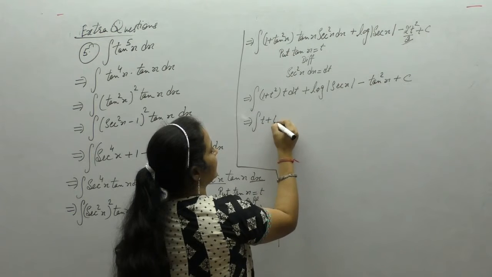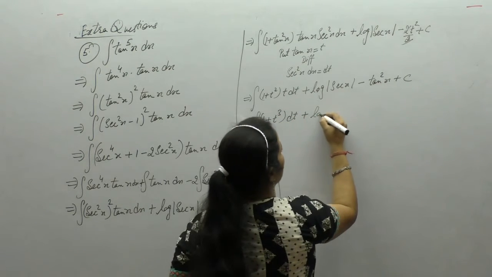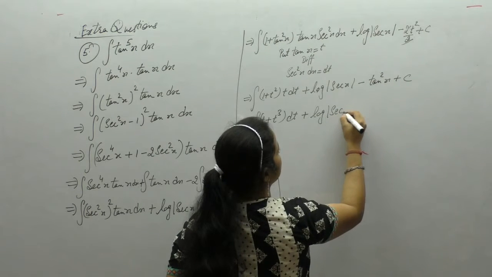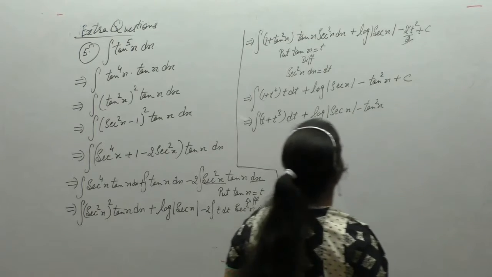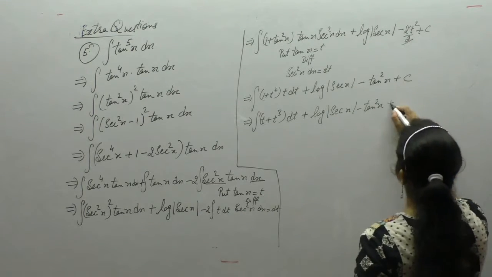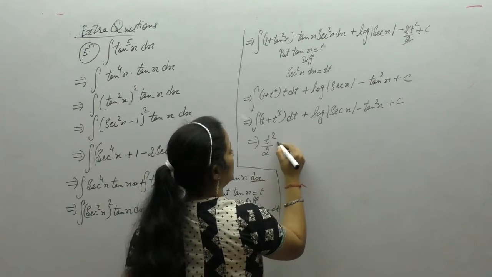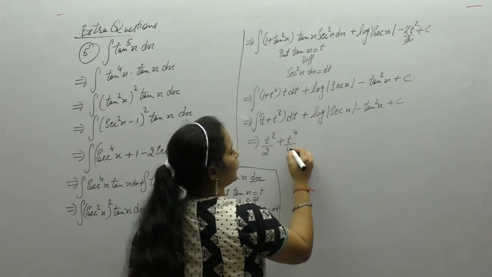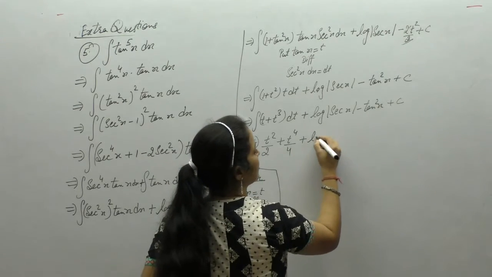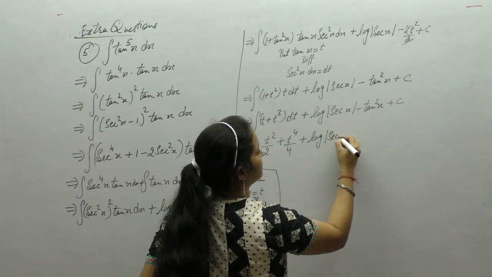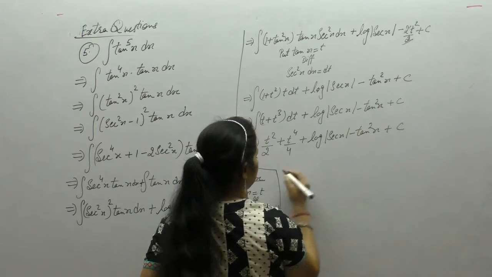Integral of t plus t cube dt plus log of sec x minus tan square x plus c. Integral of t is t square upon 2 and t cube is t4 upon 4. We apply the power rule here. Plus log of sec x minus tan square x plus c.